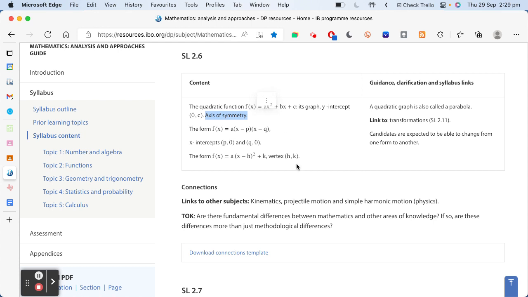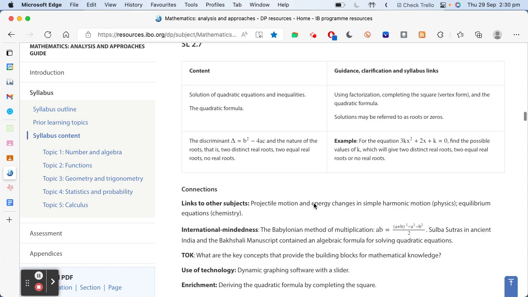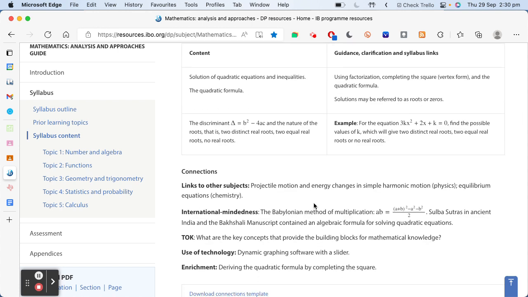Alrighty, moving on to 2.7. I don't think there was much to tell you about the calculator. 2.7 takes quadratics and looks at specific properties: factorizing, completing the square, and solving with the quadratic formula. Most of these things you just need your basic calculator knowledge for. But I will give you a little example.